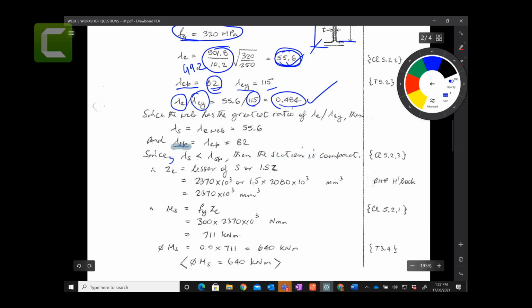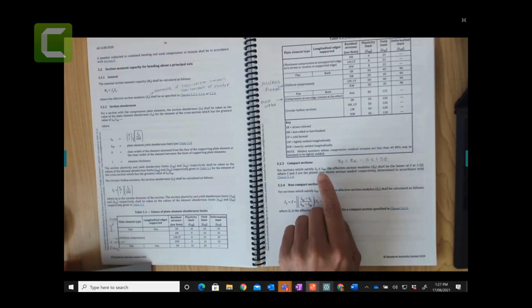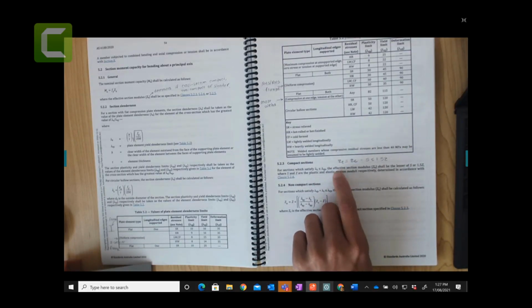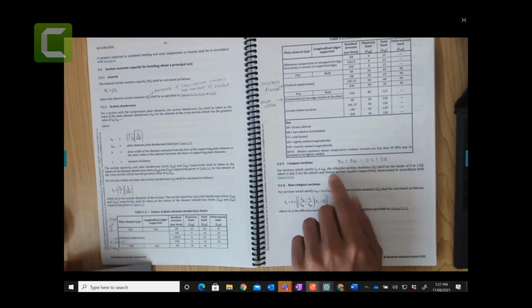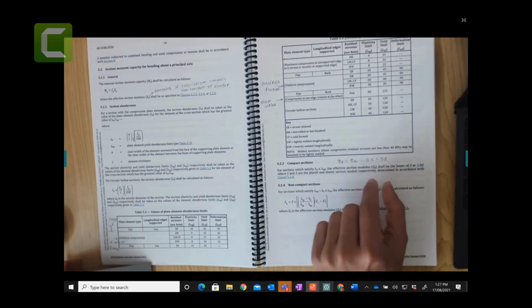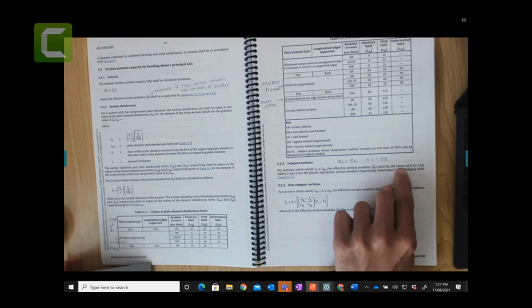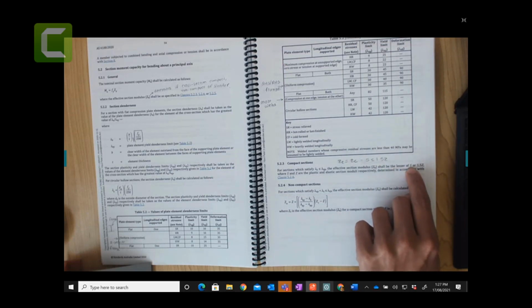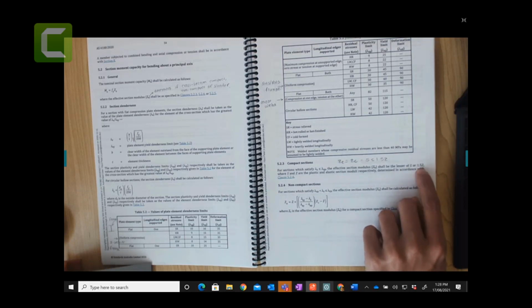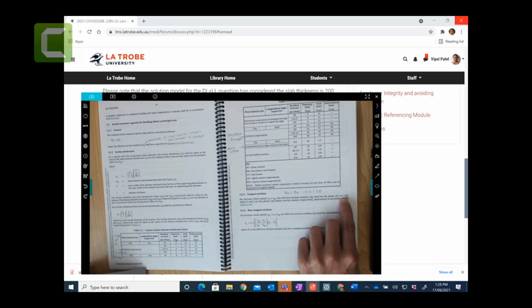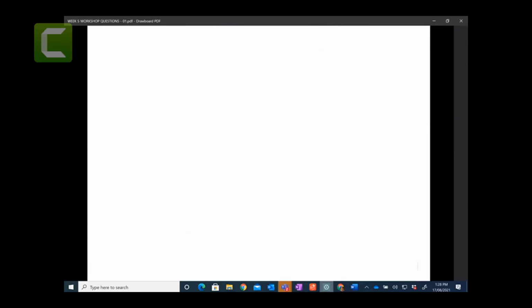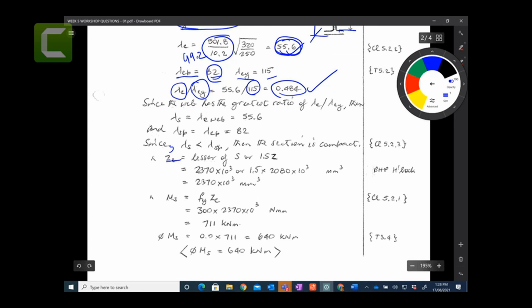Now if the section is compact, then we can calculate this. If you remember, yesterday we worked on the effective section modulus. If you want to calculate the effective section modulus ZE, it is the lesser of the plastic section modulus, or 1.5 times the elastic section modulus. So you need to get these details for ZE. ZE is given here, minimum of S or 1.5 Z.